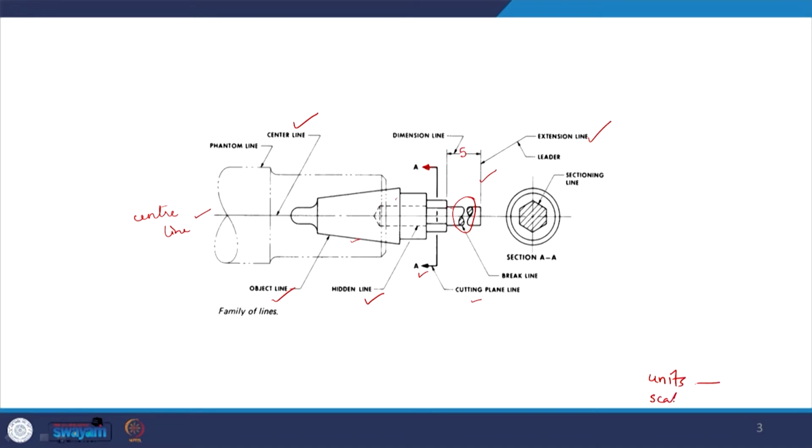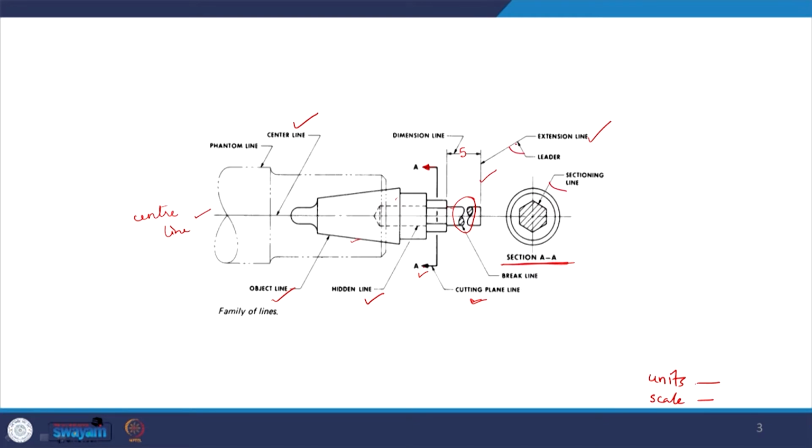The scale of the drawing will be mentioned in the title block. These are the common things. Also, when the object is cut, the section which we receive is mentioned as section AA, which is the section seen when the object is cut at the plane AA, which is the cutting plane line. When we mark something, all these lines are called the leaders.